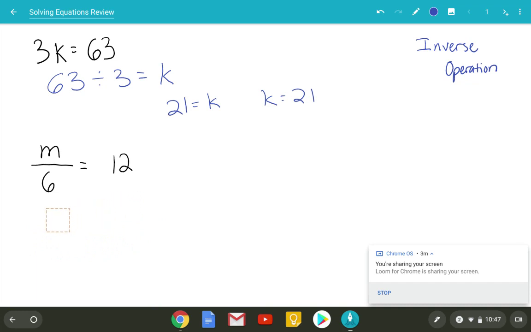But if we were using the inverse operation, making a more efficient strategy, the inverse operation of division is multiplication. So if I were to rewrite this as a multiplication problem, instead of doing m divided by 6 equals 12, I could rewrite that as 12 times 6 equals m. 12 times 6 equals m. And 12 times 6, we know, is 72. So m equals 72, or 72 equals m.